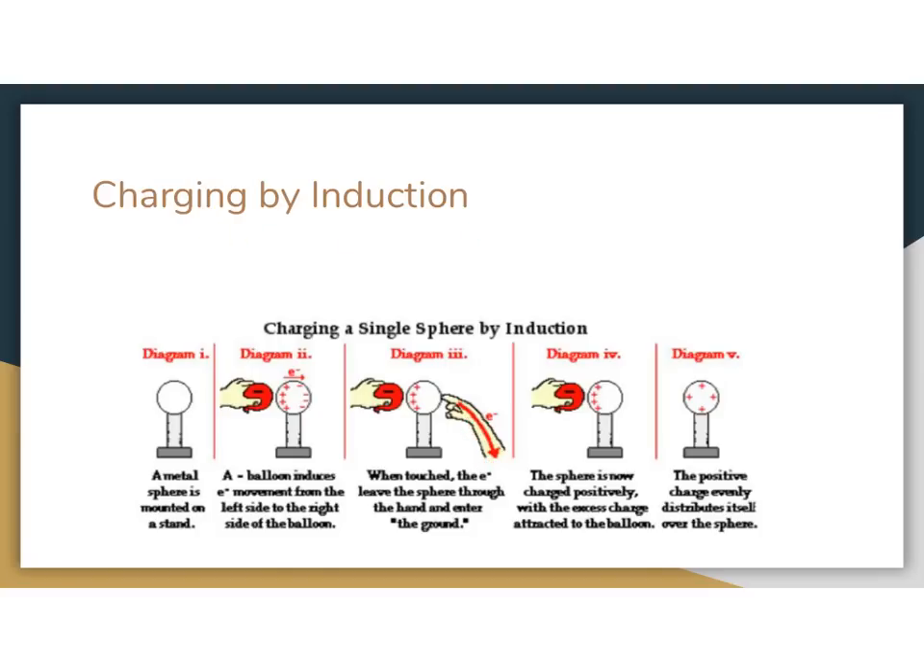The reason it's called induction is it's not actually touching. There's no conductivity of electrons. There's no flow of electrons between the two objects, and we call this induction. And so what you're left with is a positively charged metal sphere, and over here you see that the charges are then spaced out.